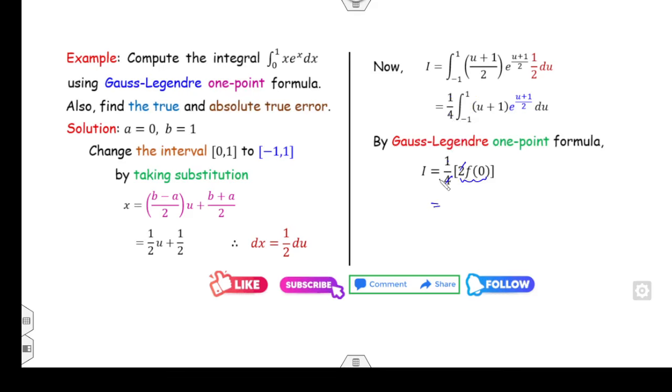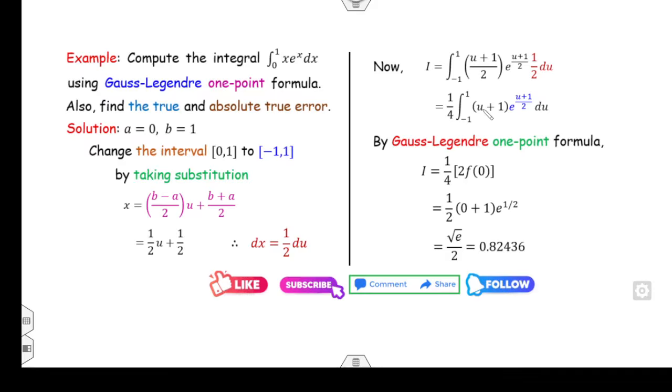So that will be 1 over 2. This number is my f. I can substitute the value 0: 0 plus 1, e raised to power 0 plus 1, over 2. So that will be half. Root e is the right answer of the problem.